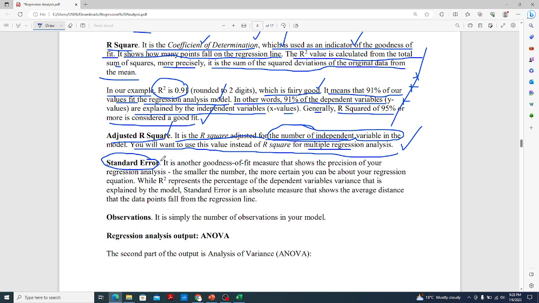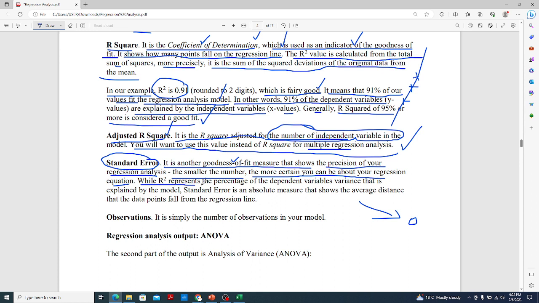So we are saying that standard error is another measure of goodness of fit. It shows the precision of your regression analysis. The smaller the number, meaning the closer it is to zero, the more certain you can be about your regression equation.